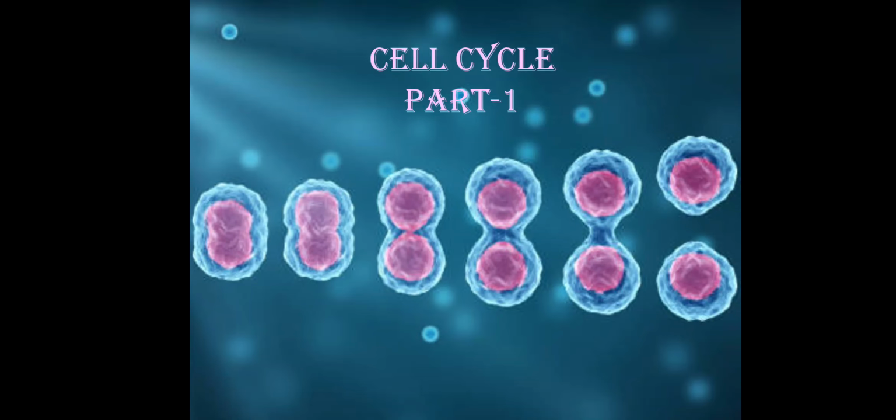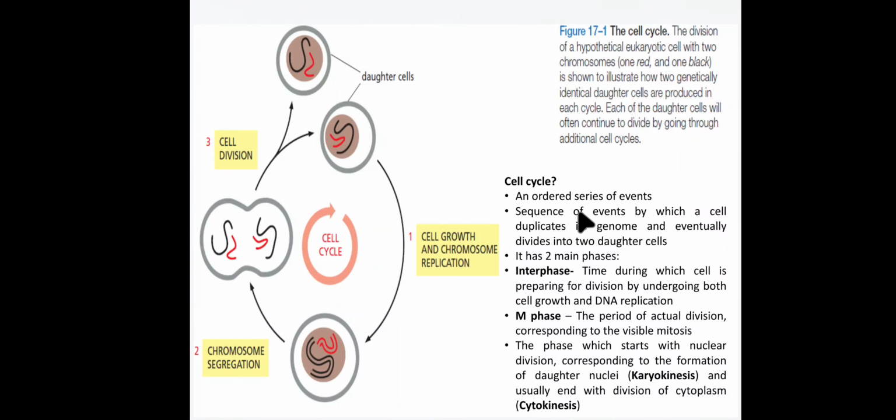In our previous class, we started a new module, the cell cycle, and we discussed many aspects related to the main basic topics of the cell cycle, right? Let us quickly revise what we learned in our previous class, that is the first class of the cell cycle. So the cell cycle is an ordered series of events. It is a sequence of events by which a cell duplicates its genome and eventually divides into two daughter cells.